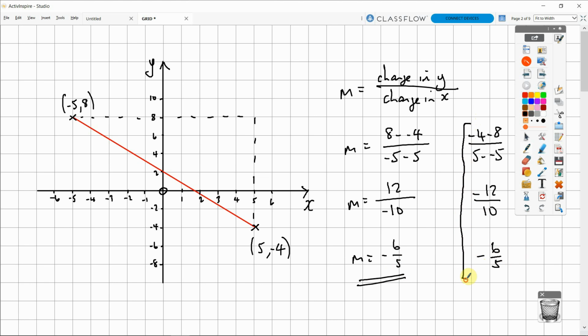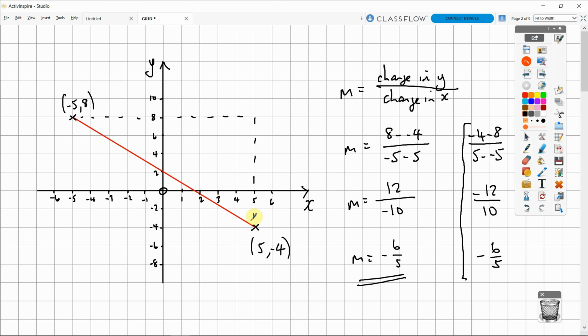I'm just demonstrating that you can start with these, subtract those, or you can start with these, subtract those. It doesn't matter as long as you're consistent. Having started with 8 here for my y value, I must start with this x value in the denominator. So the gradient of this line is negative 6/5.